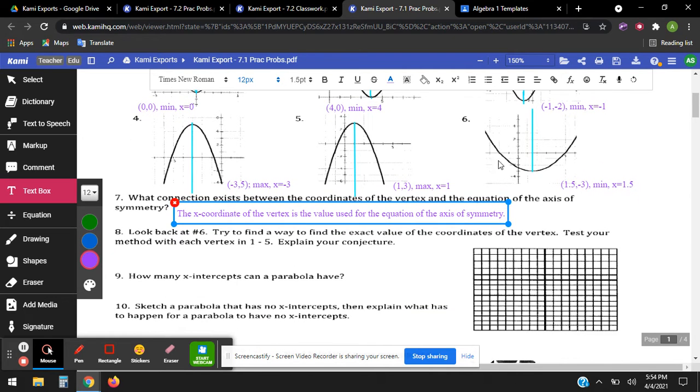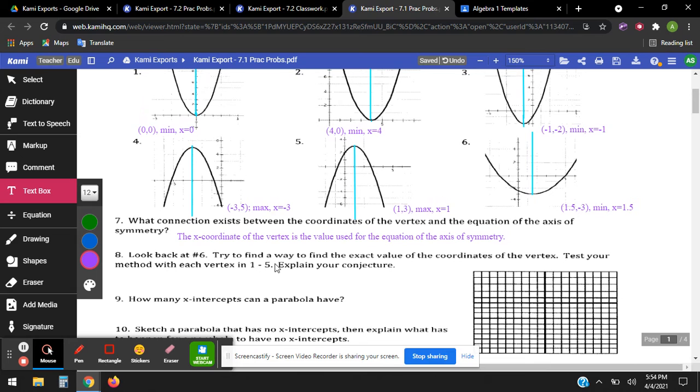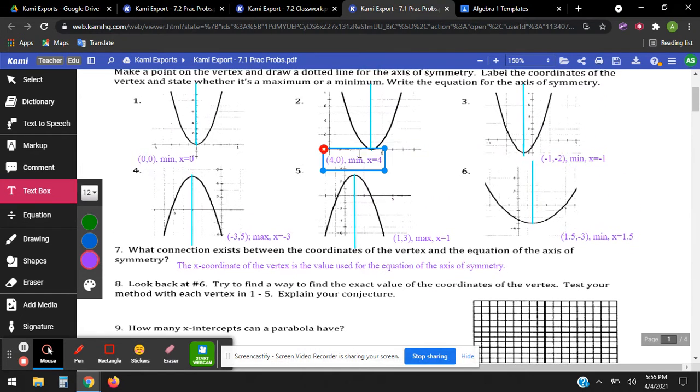Okay, look back at number 6, this guy over here. Try to find a way to find the exact value of the coordinates of the vertex. Test your method with each of them. So we just said it was halfway between these two points because it looked like that was the lowest point. But if I also look, here's my axis of symmetry. This x-coordinate is 3.5 away, and this one is 3.5 away. This one is about 1 3/4, and this one is 1 3/4. This one is 2 1/4, and this one is 2 1/4. Look at that, how they kind of match. But this one's on the x-axis, so that doesn't do much for me.